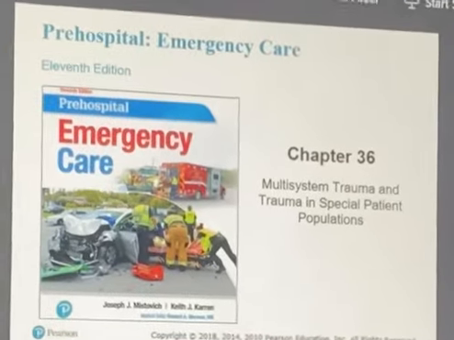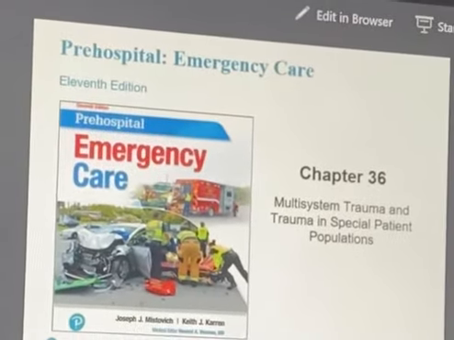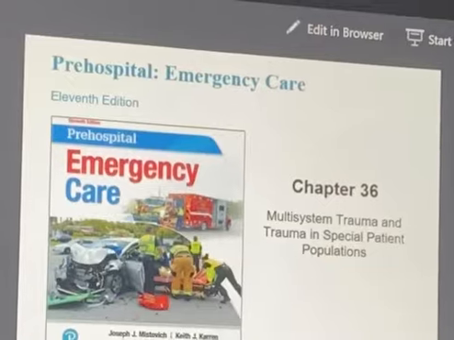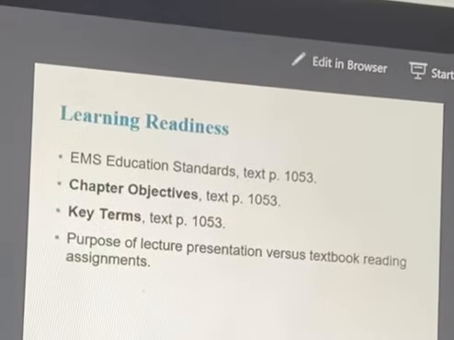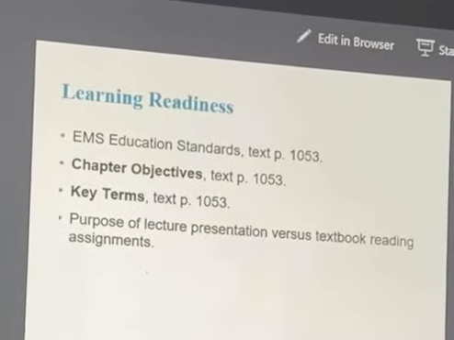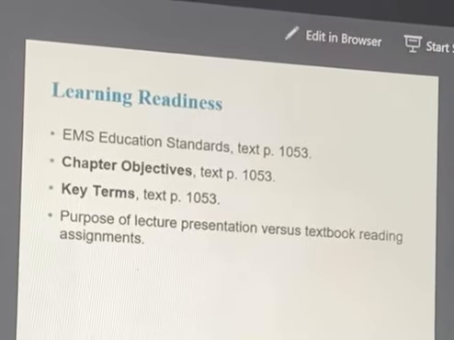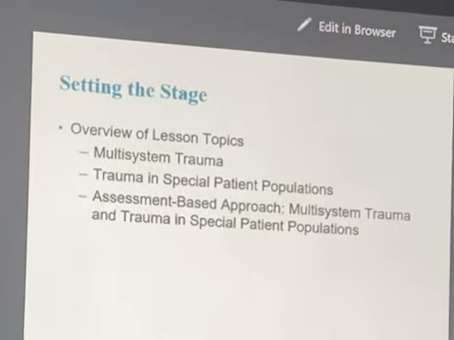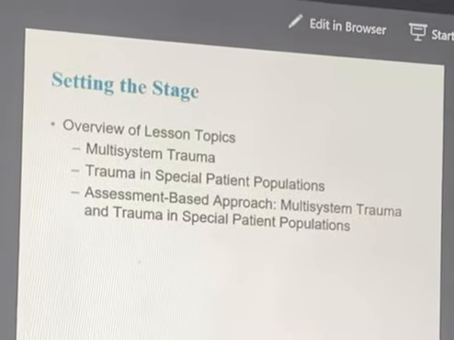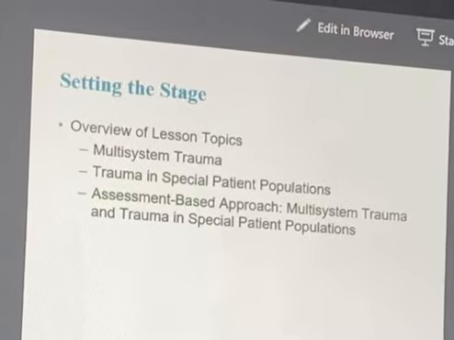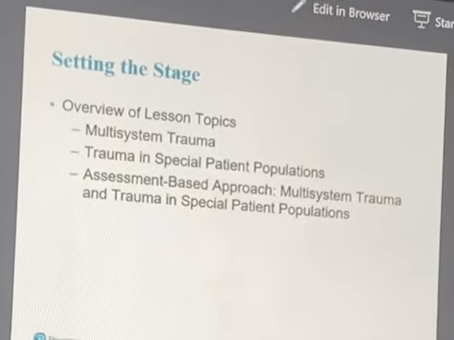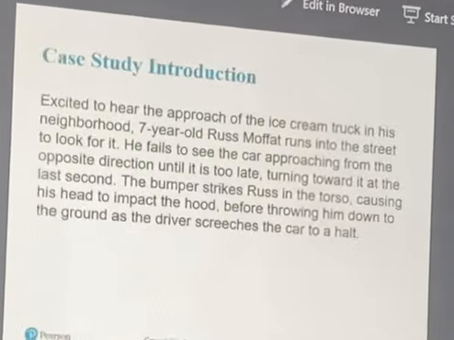Alright guys, this is chapter 36, multi-system trauma and trauma in special patient populations. We're going to go over the education standards, chapter objectives, and key terms. We're going to talk about multi-system trauma, special patient populations, and the assessment-based approach.